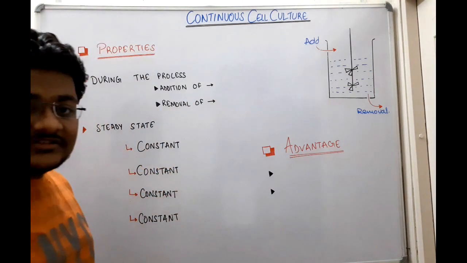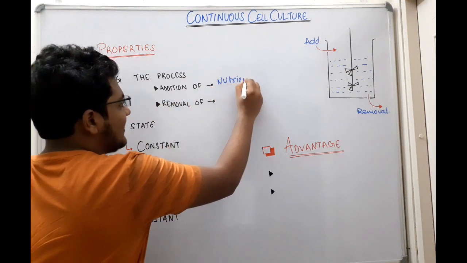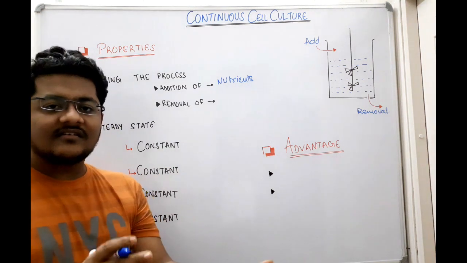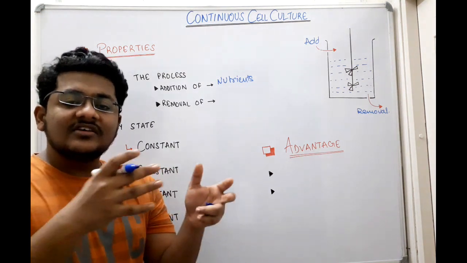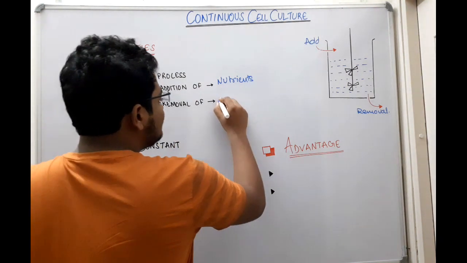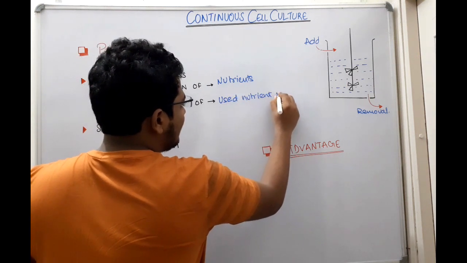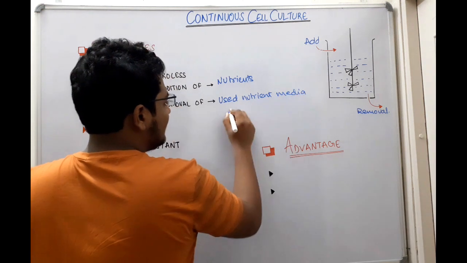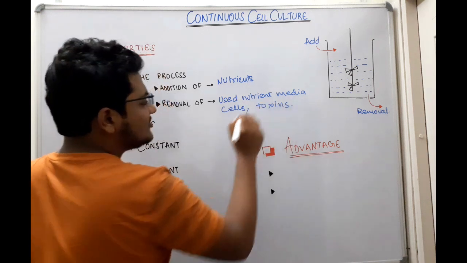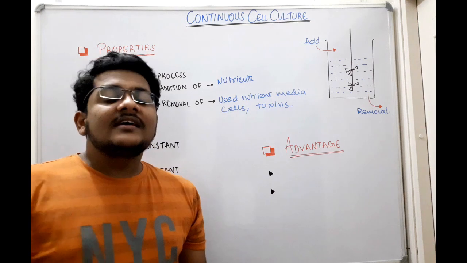During the process, there is an addition of nutrients. Nutrients can be added whenever there is a nutrient depletion or, in general, as a continuous stream inside the bioreactor. And then there is a removal of used nutrient media, cells and toxins.